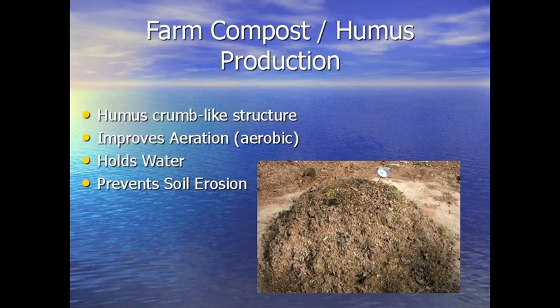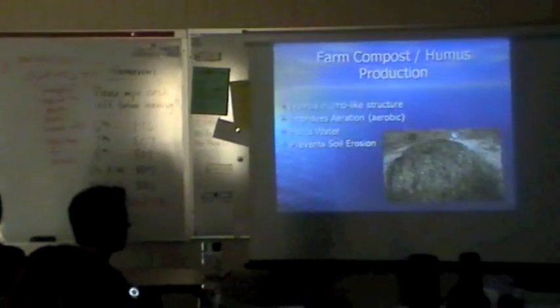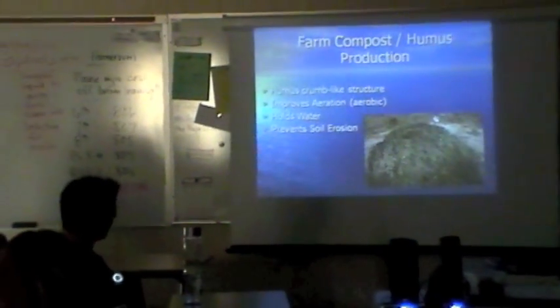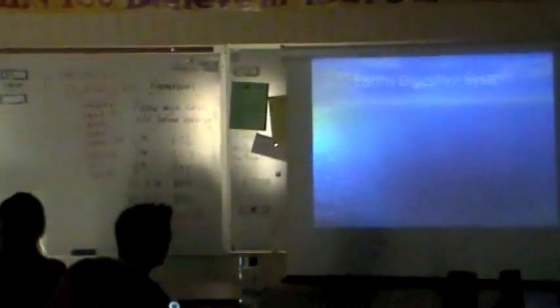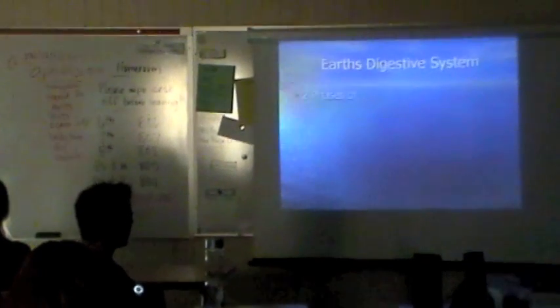Okay, so farm compost humus production. Humus is a crumb-like structure. It provides aeration, it holds water, and prevents soil erosion. And that's some humus. Humus, sorry, that's called Earth's digestive system.